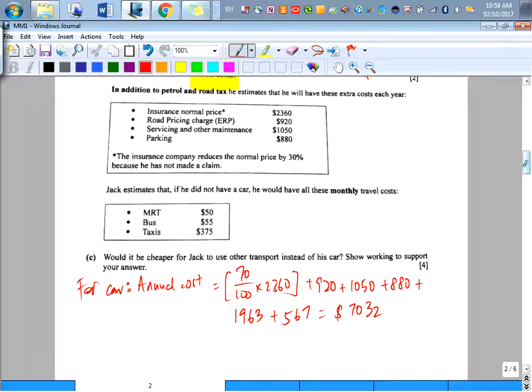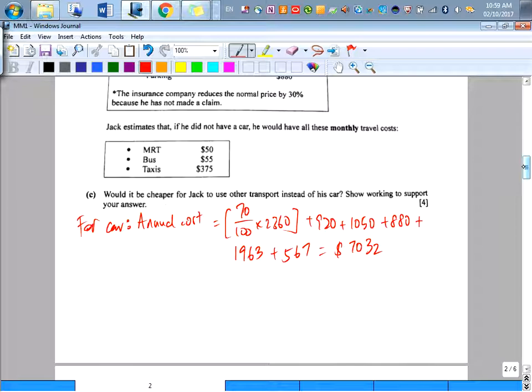And now for public transport, it will be 50 plus 55 plus 375. This is for 1 month, and we multiply it by 12 to get the amount per year. This gives us 5760.